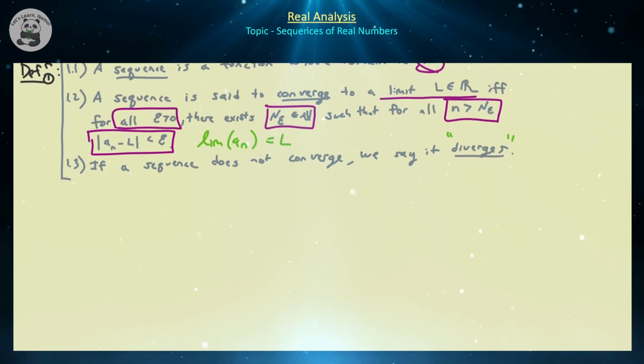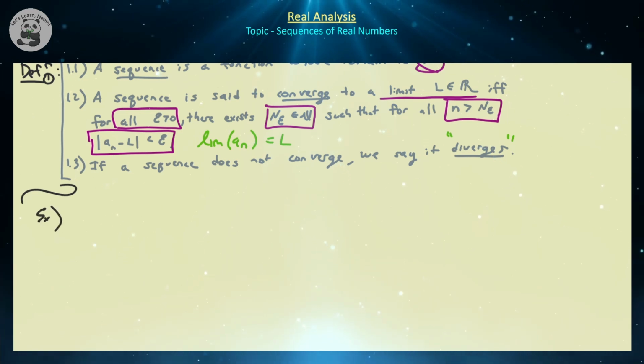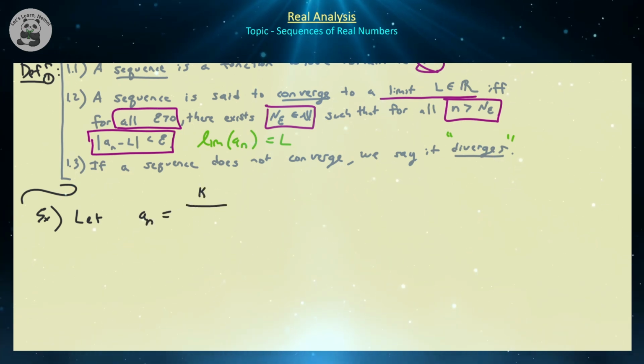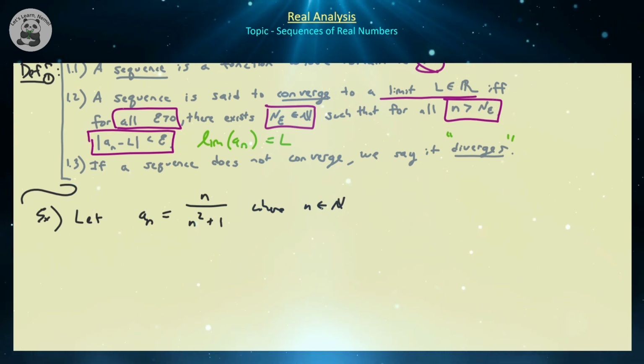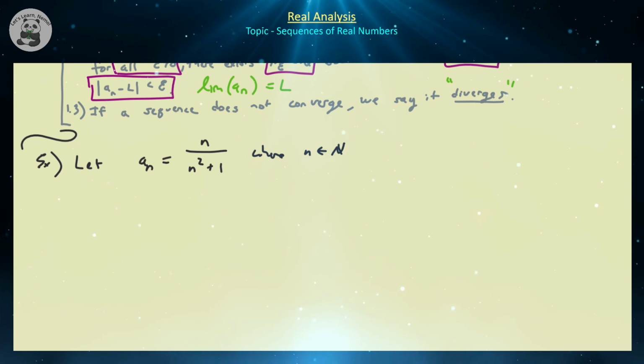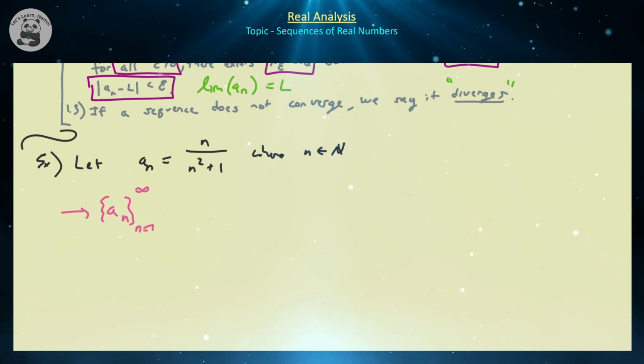So let's look at a particular example of a sequence. Let us assume that a_n is equal to n divided by n squared plus 1, where n is a natural number. So let's just look at a few terms of this particular sequence. Some people will write this sequence with n equal to 1 to infinity, just to be clear about the domain. So it's going to be equal to what?